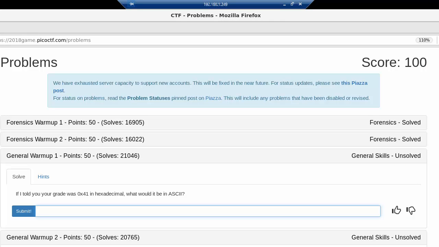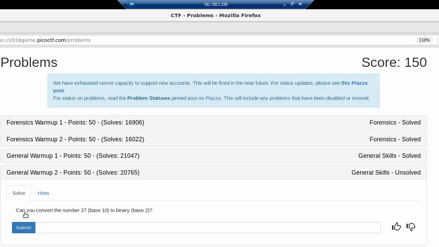We had 100 points from before here. So when we submit picoCTF in capital letters, and then we had our bracket, and it was a capital A, which was the answer, and the bracket, and let's submit. And that was correct. The score is now 150.